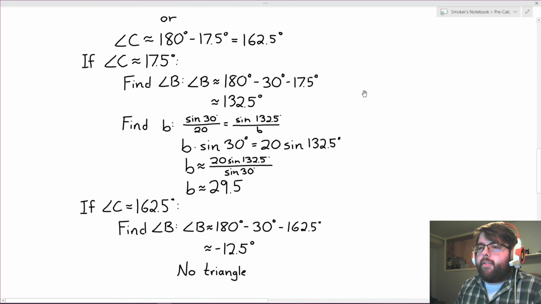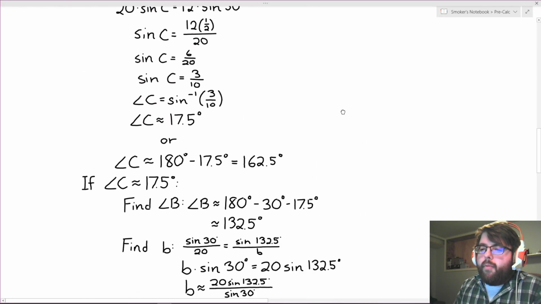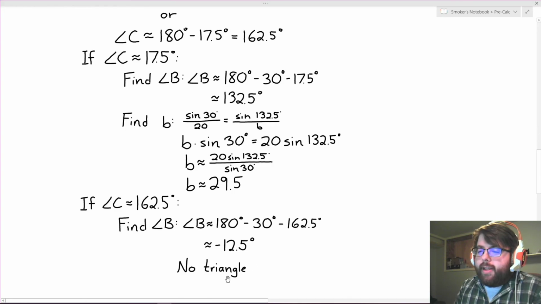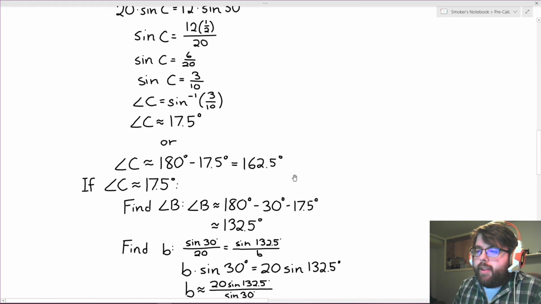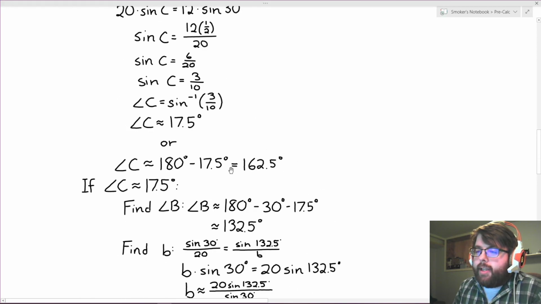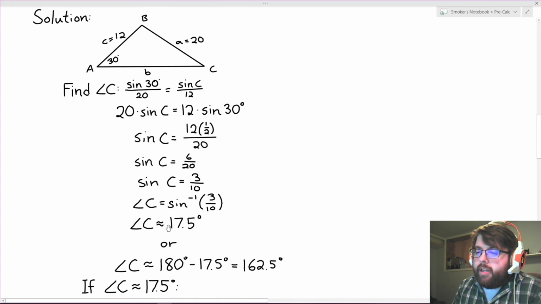Sorry, got distracted. So I'm jumping down to here and saying no triangle. What I was trying to explain was that if 162.5 plus 30 is greater than 180, then we do not have a second triangle. So 180 minus 30 minus 162.5 is negative 12.5. So this angle here cannot create a triangle. Okay, the 17.5 definitely does create a triangle.